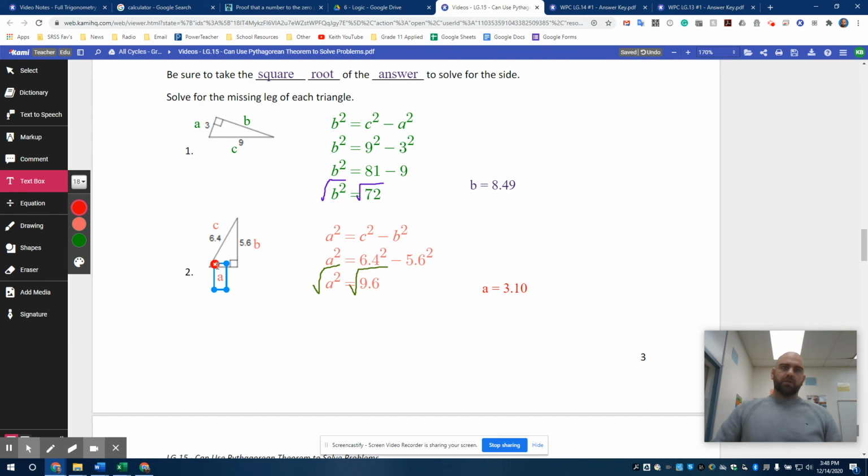Again, it is smaller than 6.4, so that's important. And then A and B, again, are completely arbitrary. So that is solving for a leg using the hypotenuse and another leg.